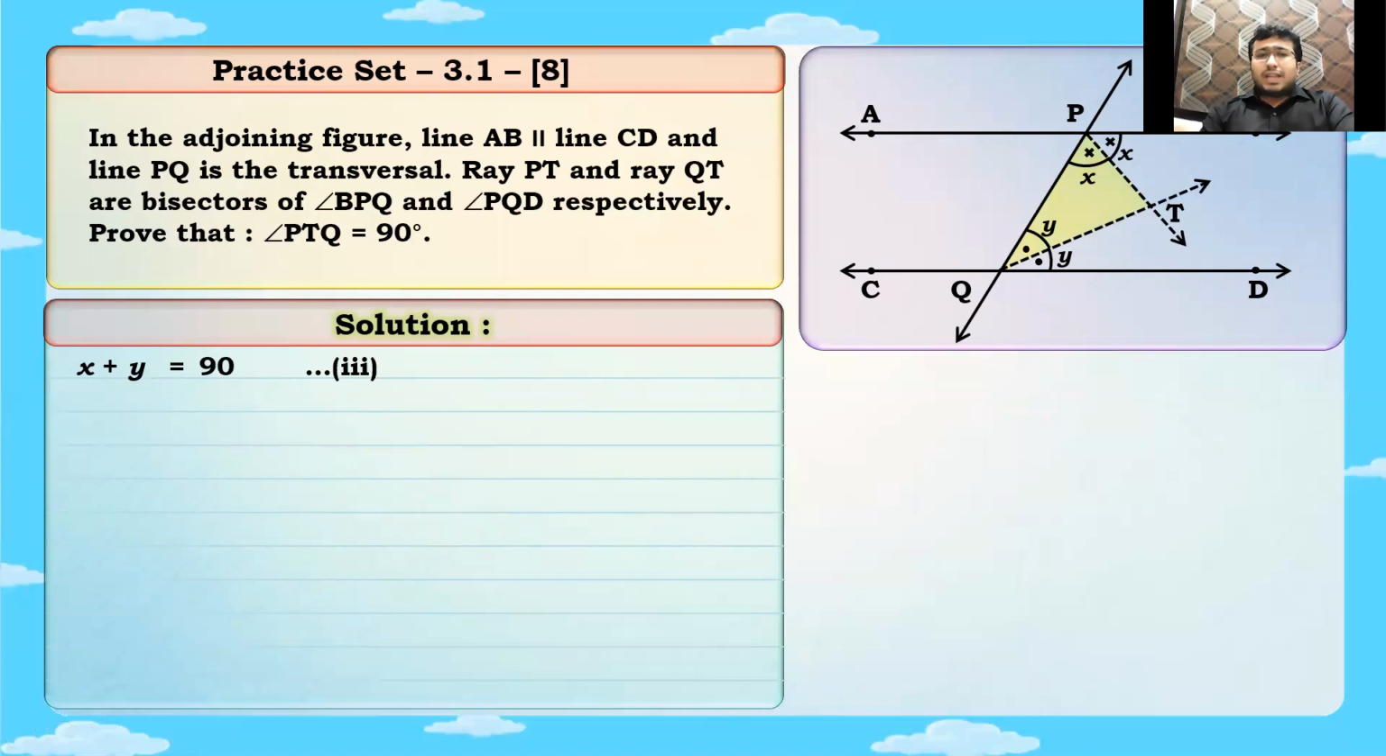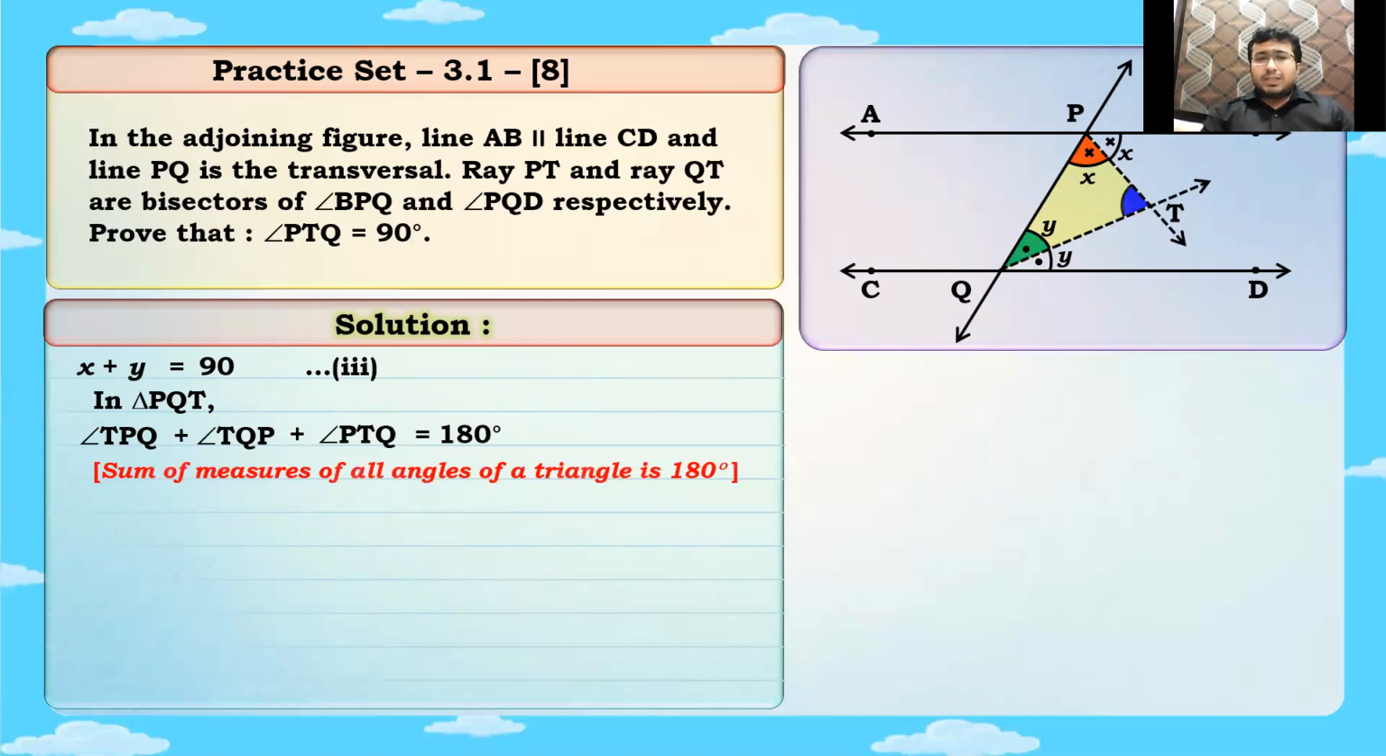So we consider this triangle PQT. What do we know about this triangle PQT? In a triangle, there are three angles, and when you add all the three angles, their sum is 180 degree. So students, if I add all the three angles, sum will be 180 degree. Reason will be sum of measures of all angles of a triangle is 180 degree. TPQ, TPQ will be x. TQP, that will be y, plus PTQ will remain as it is equal to 180 degree.